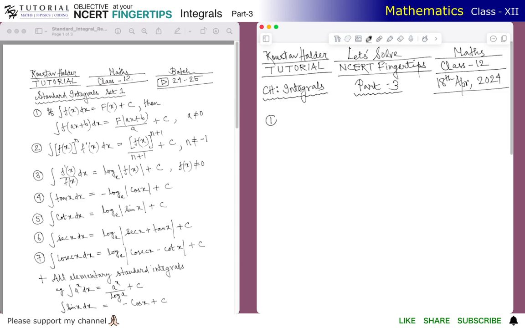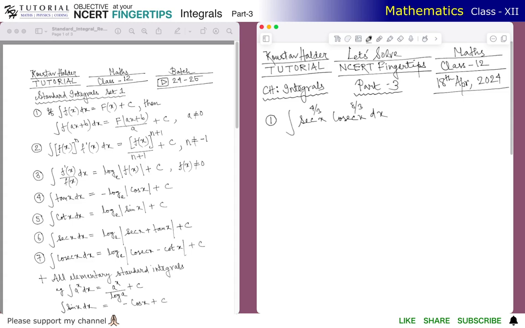I tried a lot to solve it offline, but I couldn't, and then I was referring the textbook NCERT fingertips, and over there is a tip, there is a tip how to solve this kind of problem. So the problem was integral of sec x to the power 4 by 3 multiplied by cosec x to the power 8 by 3 dx.